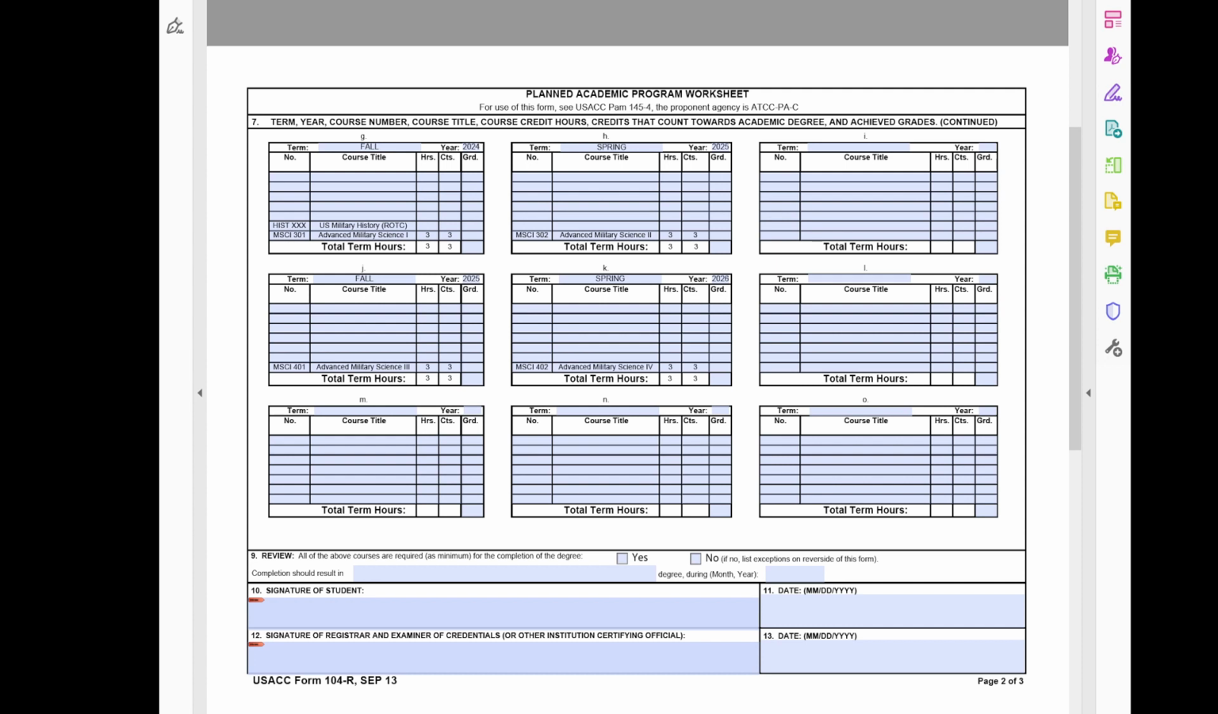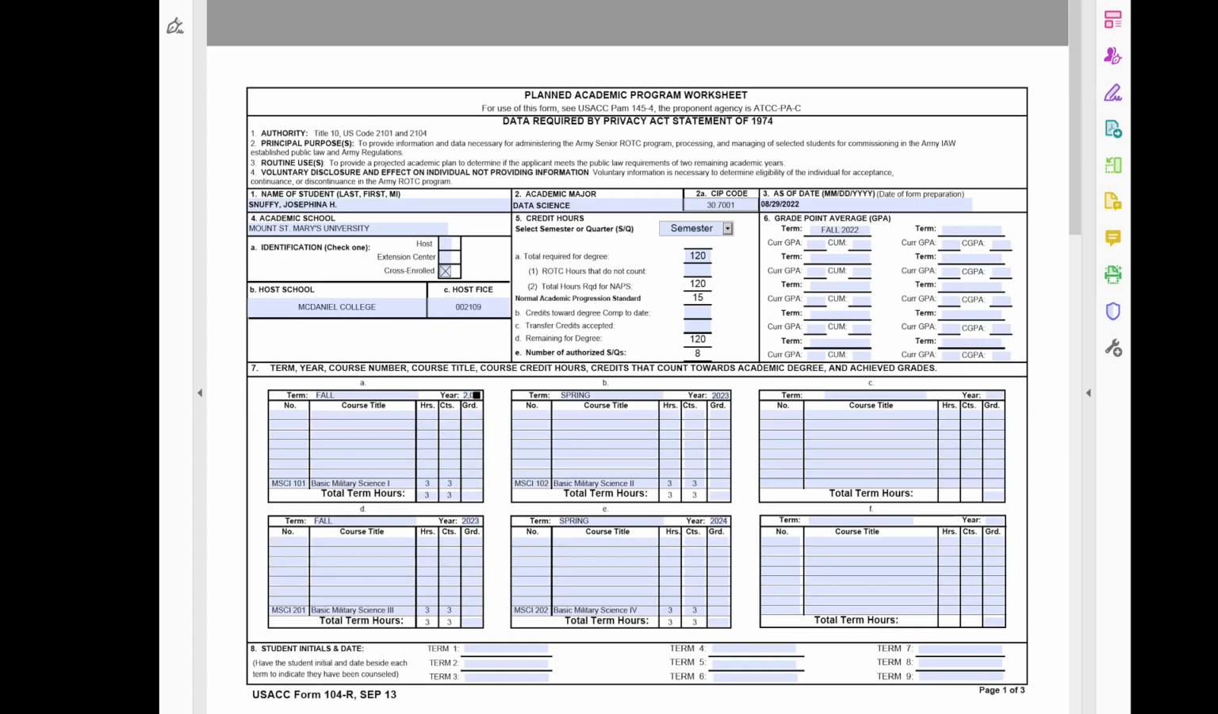Side note, your 104R will be easier to read if you keep things organized. As I said, it doesn't matter where you put courses as long as they're under the correct term. However, your form will make more sense to reviewers if you follow a pattern.